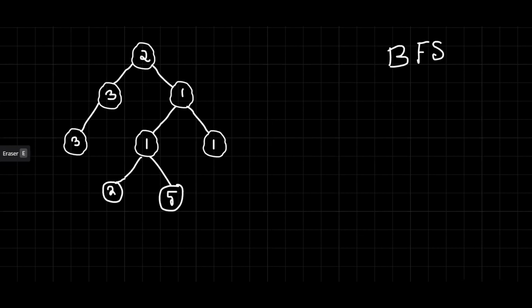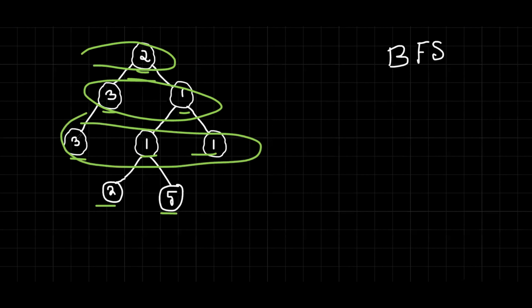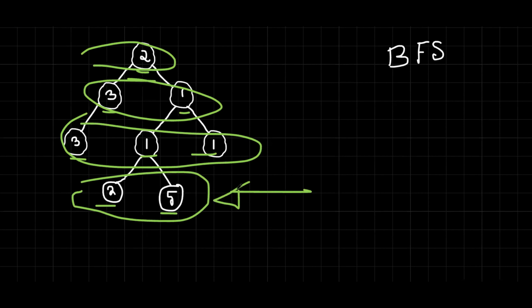In this problem, we have taken these examples. Here the root is 2 with two children, 3 and 1. 3 has one child, 3. 1 has two children, 1 and 1. And 1 has two children, 2 and 5. So this is the first level, this is the second level, this is the third level, and this is the fourth level. So this fourth level is the deepest level, and their summation will be 7, which is 2 plus 5. So we have to return 7.